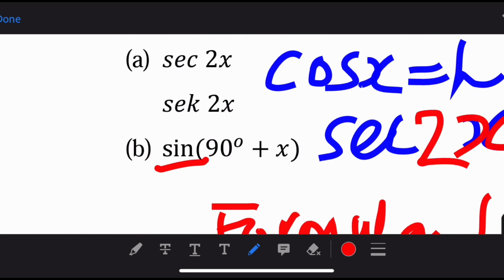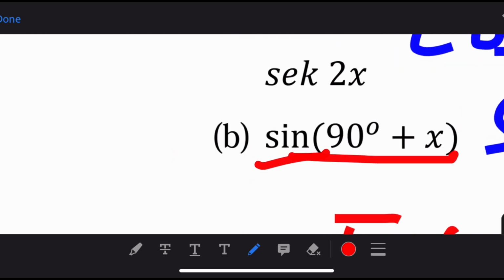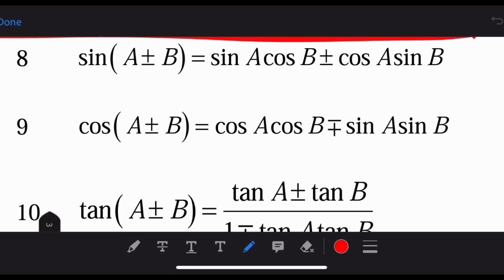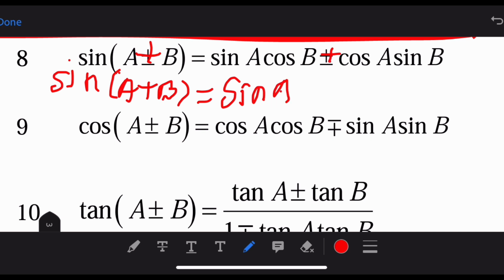Now, how about b? For b, it is sine 90 degrees plus x. For sine 90 plus x, we have the formula, right? So let's refer to the formula list and see how to apply the formula. This formula is given in the exam. You look at the formula, sine A plus minus B equals sine A cos B plus minus cos A sine B. Now we want the plus, so you just observe the plus and the plus: sine A cos B plus cos A sine B.